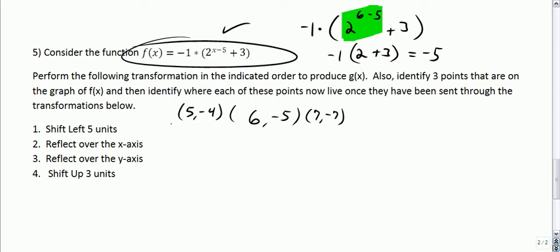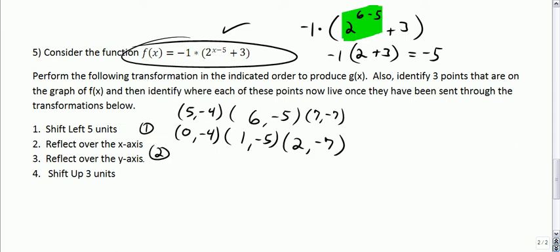So left 5, after this first step, all those points will go left 5, so the x's will decrease by 5. So that's going to give me 0 and negative 4. I'm not going to adjust the y values. Subtract 5 from the x, so 1, negative 5. Subtract 5 from the x, which is 7, so 2, negative 7. That's after the second step. Then reflect over the x-axis. That means I'm going to change the sign on all of the y values. So 0, 4, 1, 5, 2, 7.